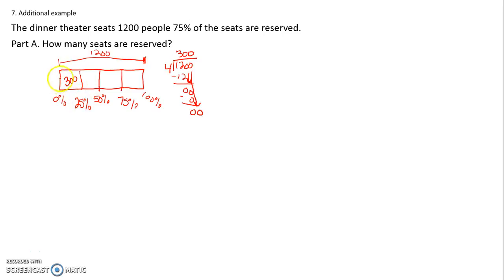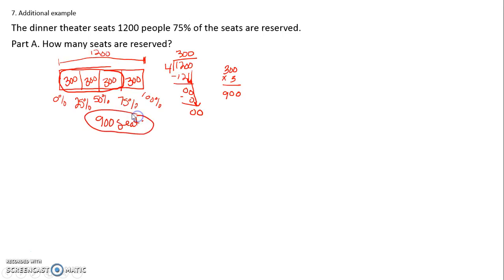25% of the theater, there's 300 seats. And if 75% of those seats have been reserved, all you have to do is take a look at this and say 300 times 3. 3 times 0 is 0, 3 times 0 is 0, 3 times 3 is 9. 900 seats have been reserved.